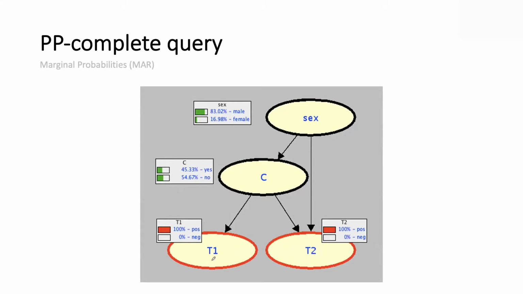So PP complete is the query where I'm trying to compute marginal probabilities, right? This is the problem where, like you're seeing in these squares, there is a joint distribution over all variables. And then I will tell you, according to that distribution, what is the probability that the person has the condition? And you get 45.33%. So marginal probability is when I pick some variable instantiation and say, what is the probability of that? What's the probability of C being yes? What is the probability that T2 is negative? And that problem is PP complete.